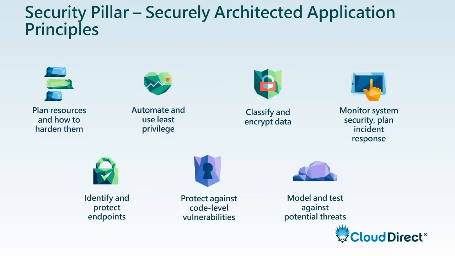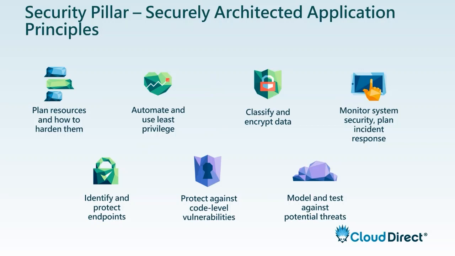So first one, plan resources and how to harden them. Always consider security when you're planning those resources. Understand how those individual cloud services for your application will be used, and then how you can protect them. Automate and use least privilege. We've spoken about least privilege a lot. Automation, look to drive automation through secure DevOps to minimize the need for human interaction.